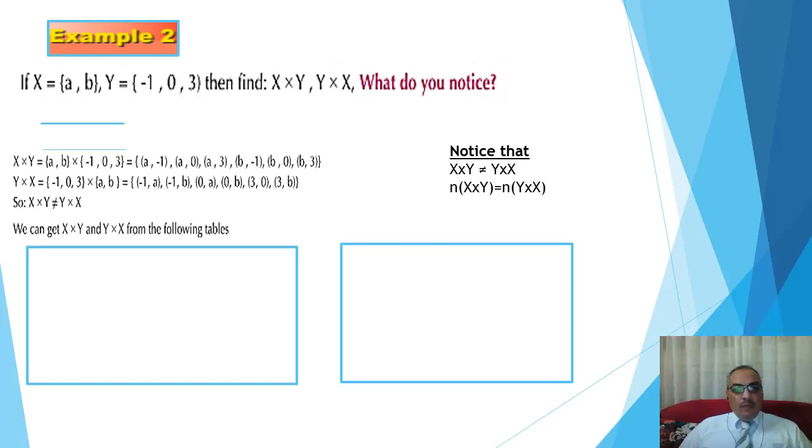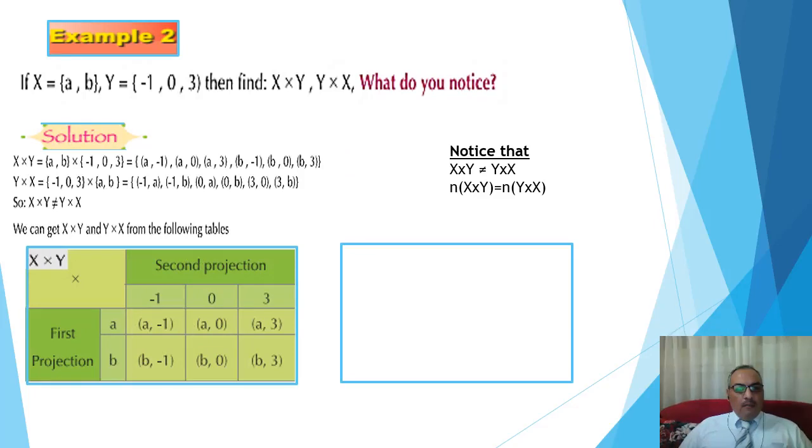But the number of elements in the first product is what? The number of elements here: 1, 2, 3, 4, 5, 6. Okay, and the number of elements in the second product is 6. So note that X product Y is not equal to Y product X, but the number of elements of X product Y is equal to the number of elements of Y product X. We can make this product by using a table. Look with me.